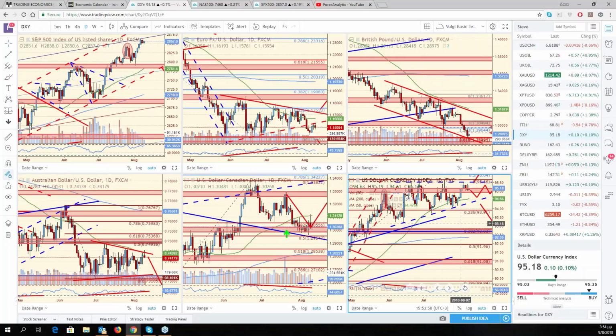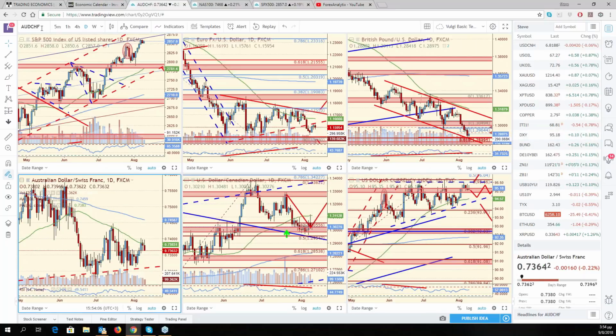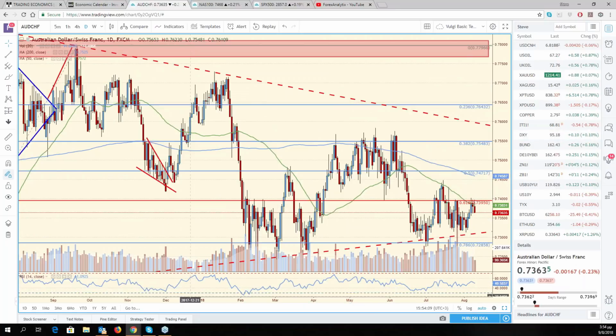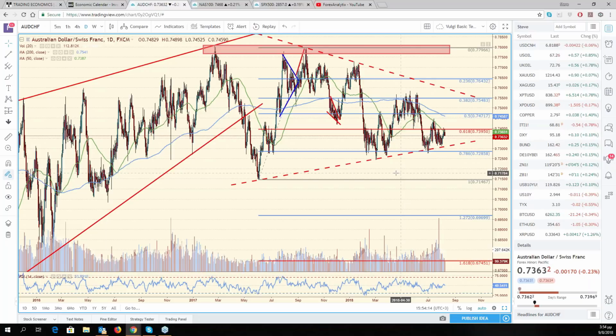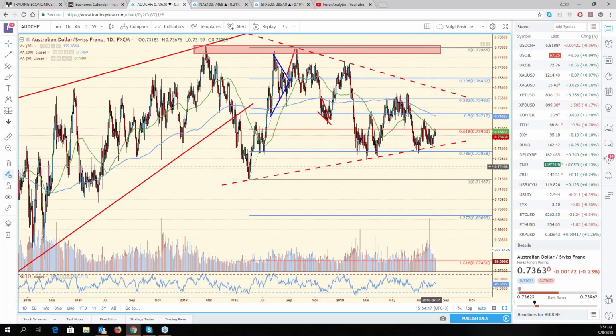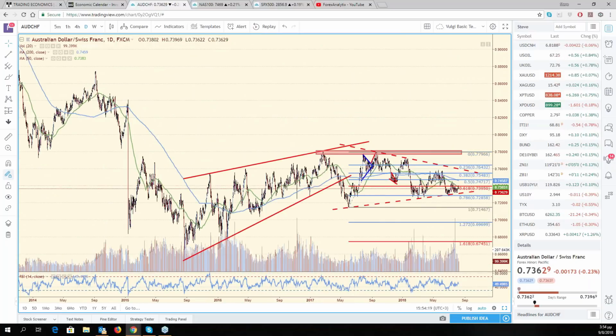Aussie Swiss and Kiwi Swiss. Yeah, absolutely. Let's have a look at them. Okay. I think perhaps you were the one that asked them the other time. I remember a friend here had asked for the Aussie Swiss. Aussie Swiss trapped within a symmetrical triangle.